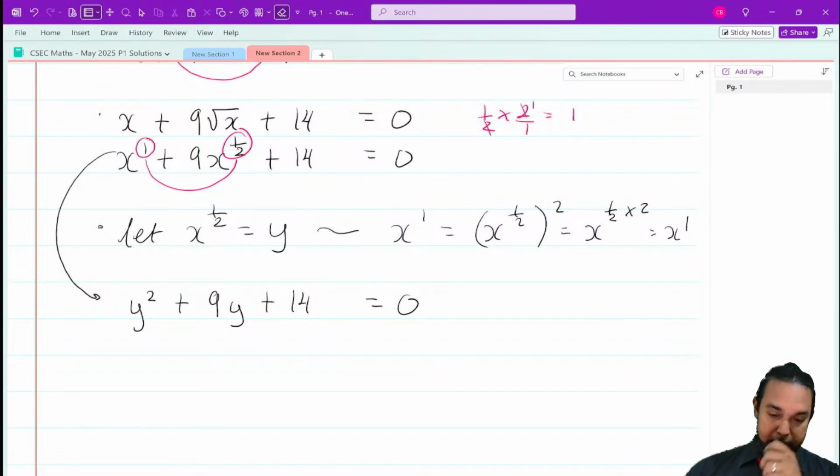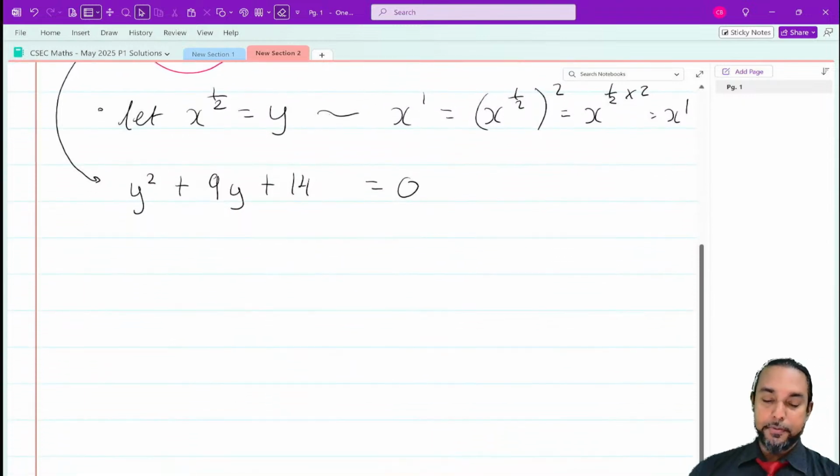All right, cool. All right, so now we factorize. So factorization can be done a long way or a short way.